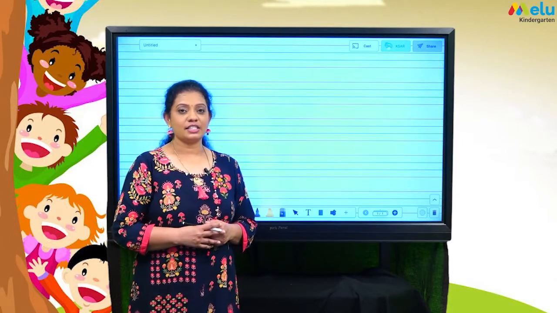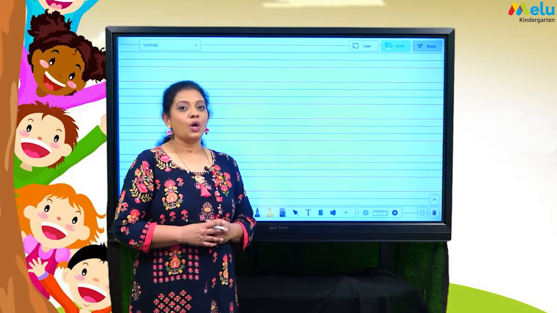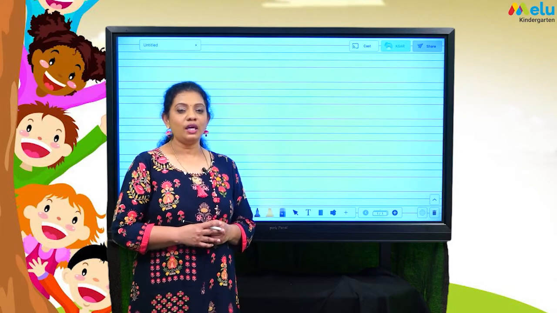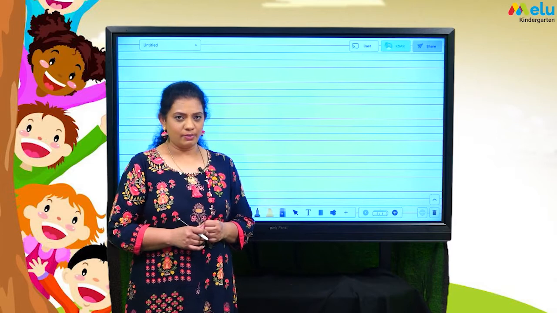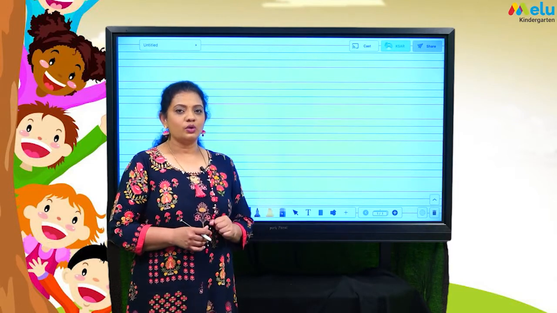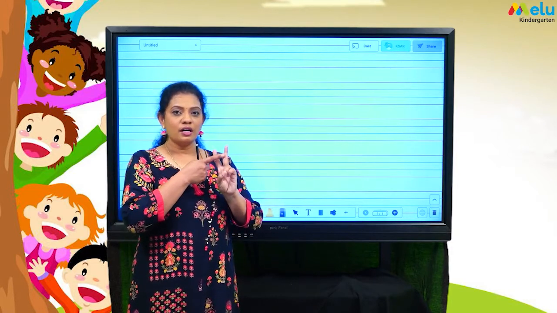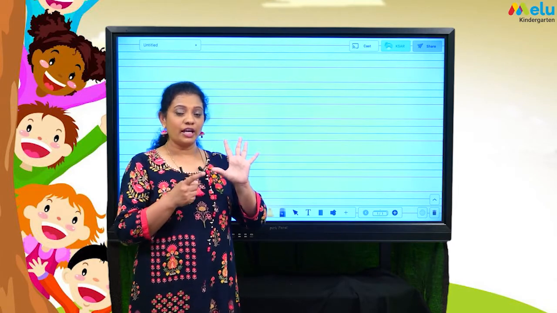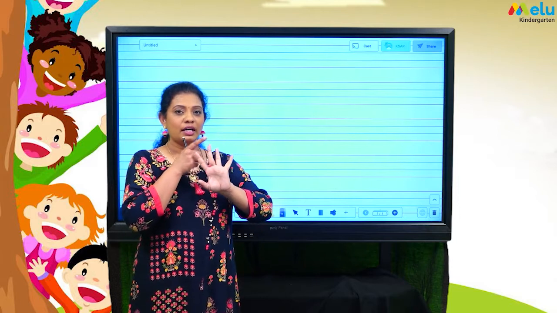Am I right? Yes. The first word that we are going to learn today is quilt. Okay. This is a short word and we need not divide it into syllables but identify the sounds. So quilt has what all sounds? Qua, i, l, t. 5 sounds are there children.